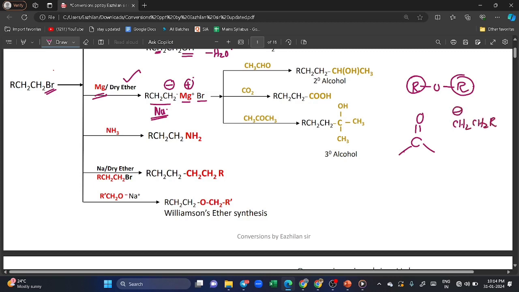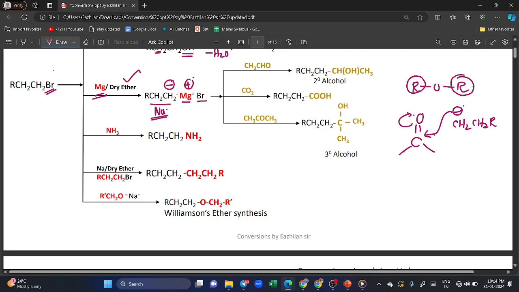This alkyl part has negative polarity and it can attack the carbon, thereby causing nucleophilic addition across the double bond. The reason why we carry out this Grignard reagent reaction in moisture-free conditions, that is, in the absence of water. This is a very famous board question in the CBSE exam.